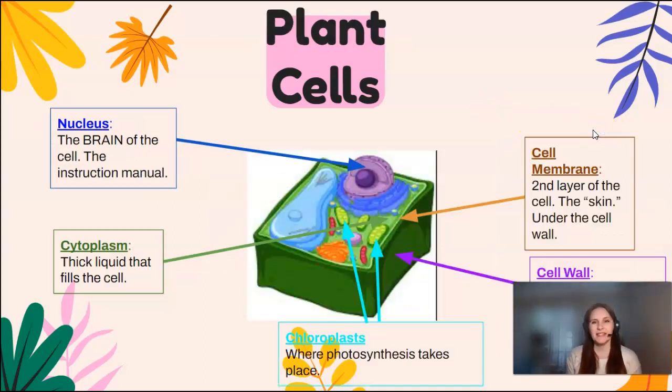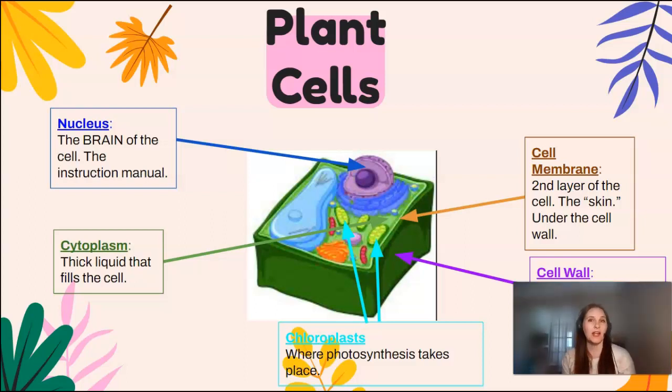Next, we have a plant cell. You'll notice it's more of like a rectangular shape. It has three of the same things that the animal cell has. It has the nucleus. It has that green gooey liquid on the inside, the cytoplasm, and it has the cell membrane.